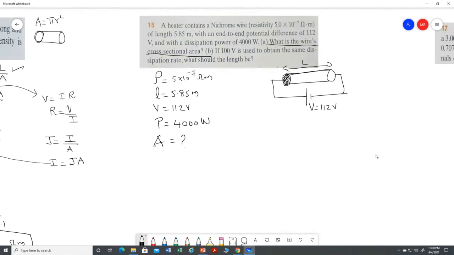Okay. Now, we have the formula for the resistance. What is the formula for resistance? For question A, we have the formula for the resistance, rho multiplied by L over A. Am I right? Suppose in the question the resistance is given, you can directly find the value of A. Am I right? But in the question, is there any information about the resistance?